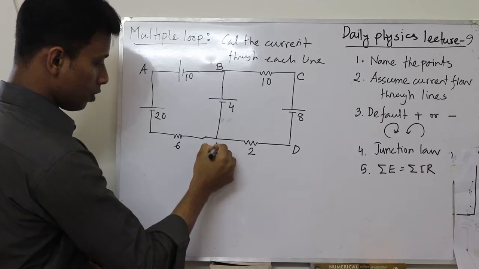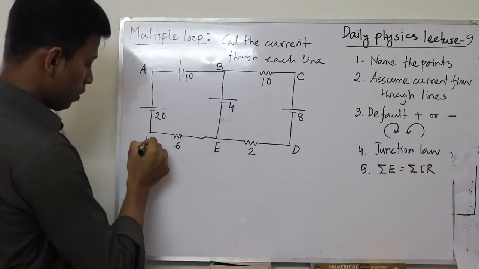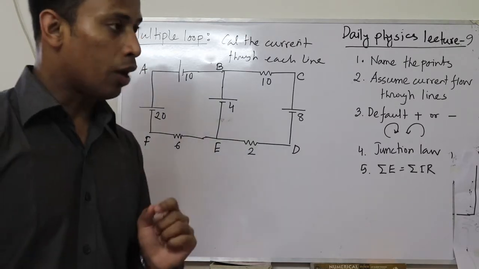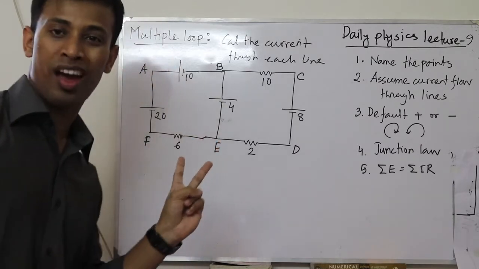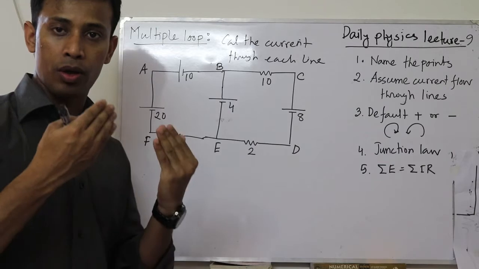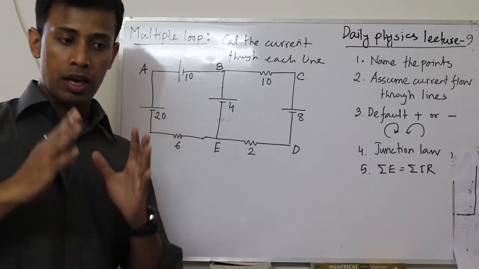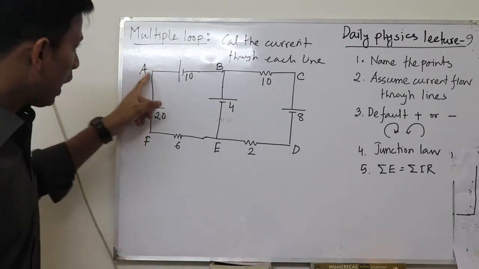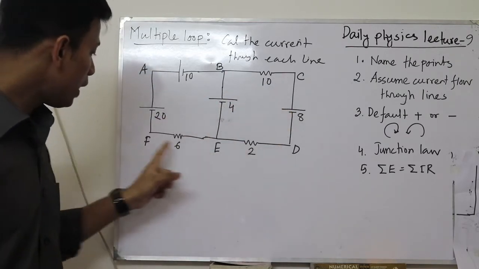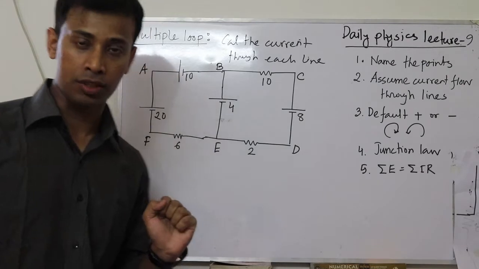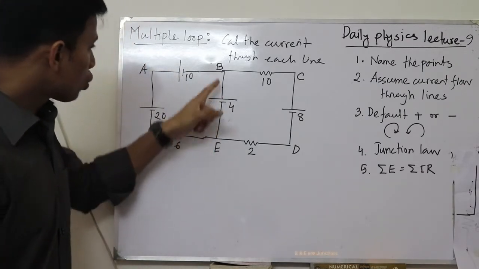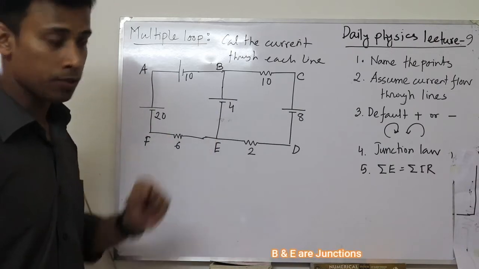D, E, F. So I have already named the points. Now, how many junctions do we have here? Those who already watched the lecture already know that A, C, D and F are not junctions. Here the junctions are B and E. So these 2 are junctions.